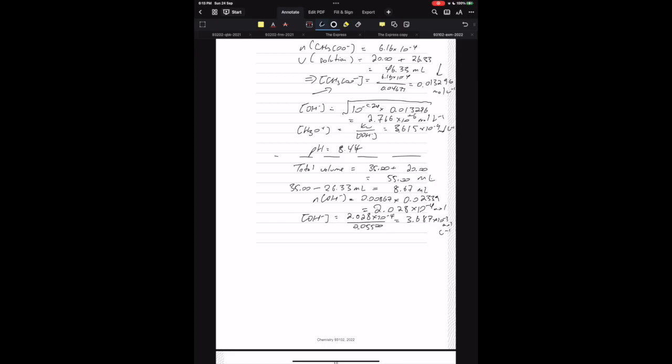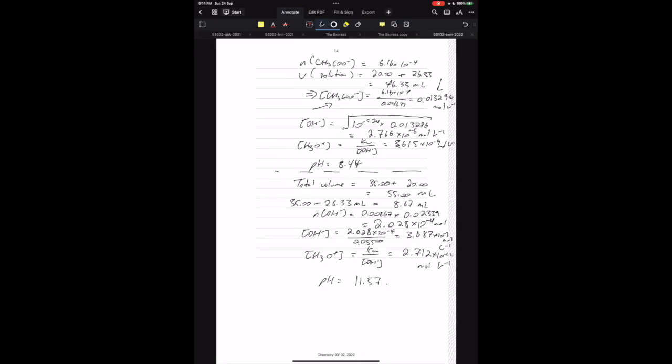And then the same thing applies here. We can figure out the concentration of hydronium ions using Kw divided by the hydroxide ion concentration. So it's 10 to the negative 14 divided by 3.687 times 10 to the negative 3. That gives us 2.712 times 10 to the negative 12 moles per liter. And the pH here would therefore be the negative log of this, so 11.57. So we figured out the pH in all three of the cases.